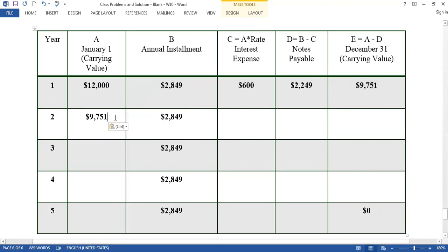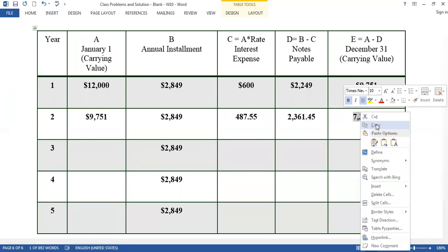Now we know the beginning carrying value of year two. We know the annual installment. Now how to calculate the interest? Interest is A times rate. What is A? A is now 9751, at 5% interest. The new interest is $487.55. So now we know the interest expense, and we can easily calculate the notes payable. It is 2361.45, and the ending carrying value is 7389.55.